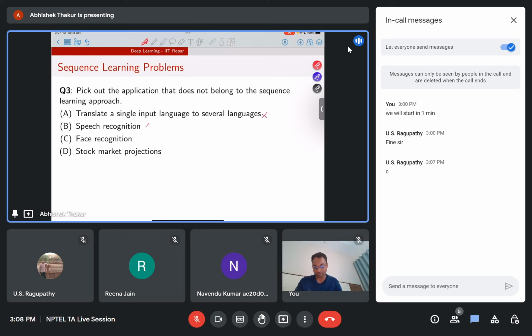Second is speech recognition. We have already talked about this. Third is face recognition. Fourth is stock market projections. In stock market projections, the current output depends on the previous inputs as well. Face recognition does not belong to the sequence learning approach. So option C is the correct option for this question. Yeah, C is correct. Right.